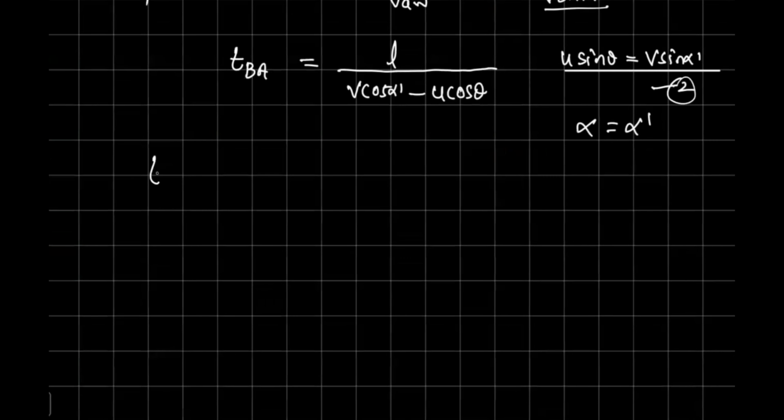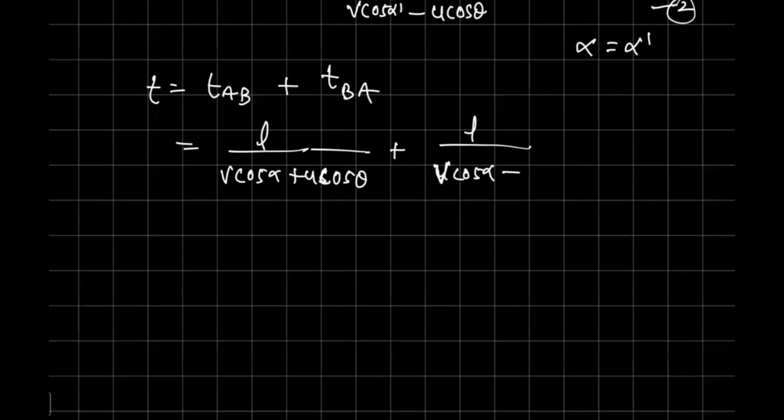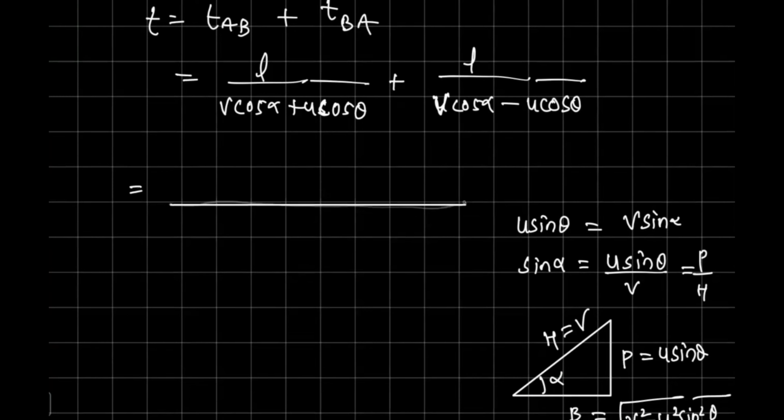So the total time of journey is going to be t A to B plus t B to A. What is t A to B? It is L upon v cos alpha plus u cos theta. And what is time B to A? It is L upon v cos alpha minus u cos theta. Now we'll take the LCM. So we'll get v square cos square alpha minus u square cos square theta, right?